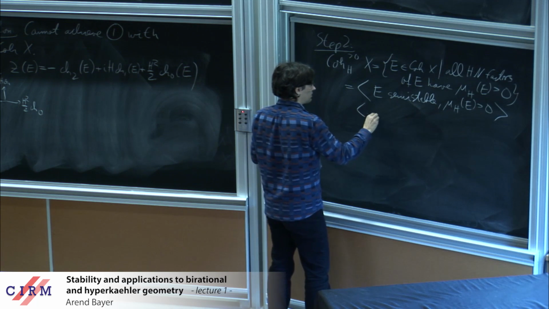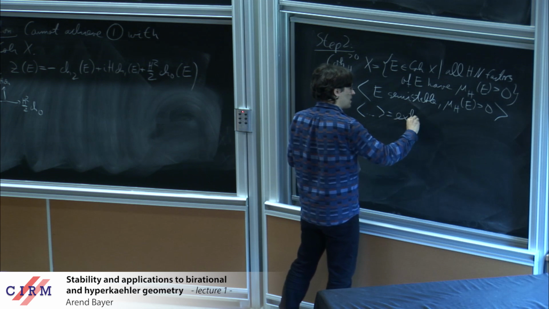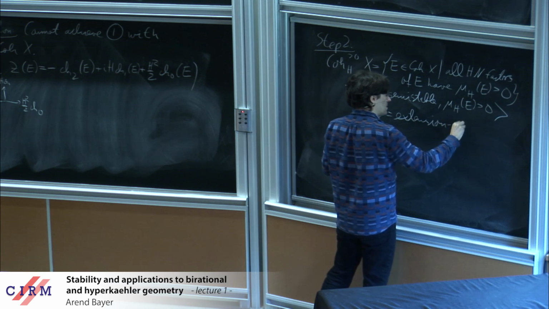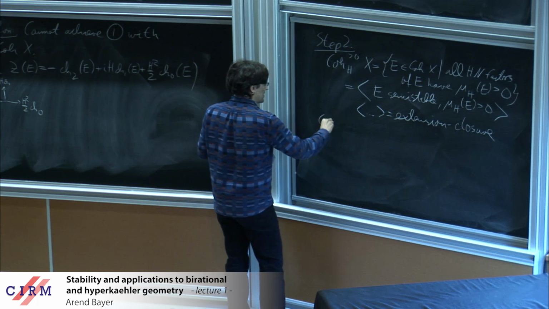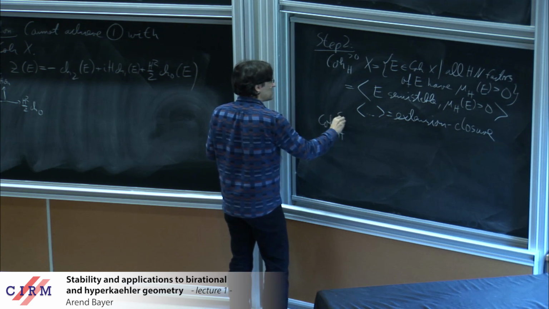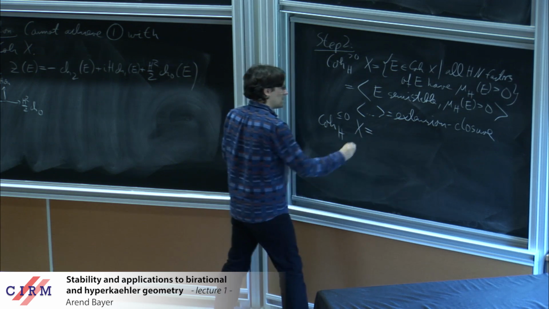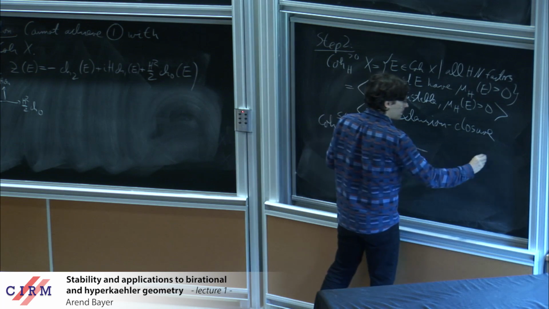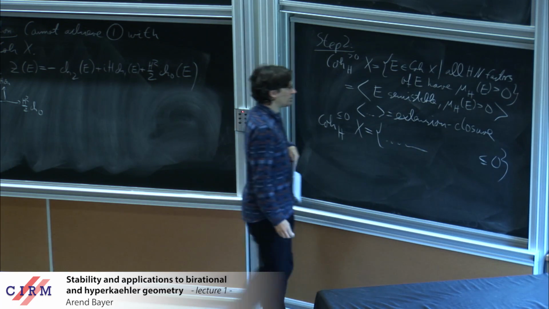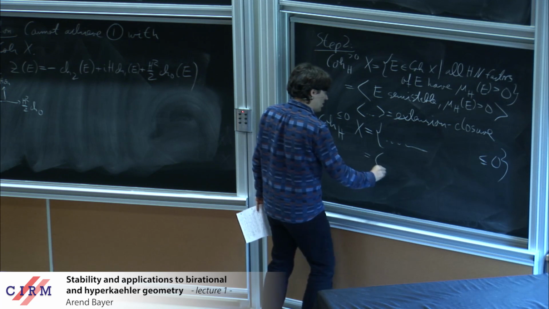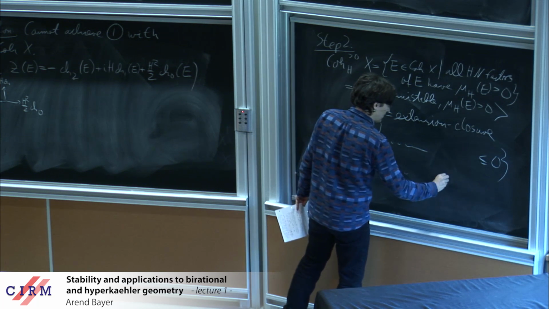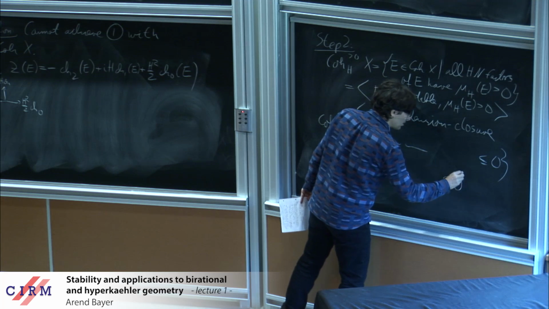And then I do exactly the same with less than or equal to 0. So these are all the objects all of whose Harder-Narasimhan filtration factors have non-positive slope, or the extension closure of semi-stable objects with non-positive slope.